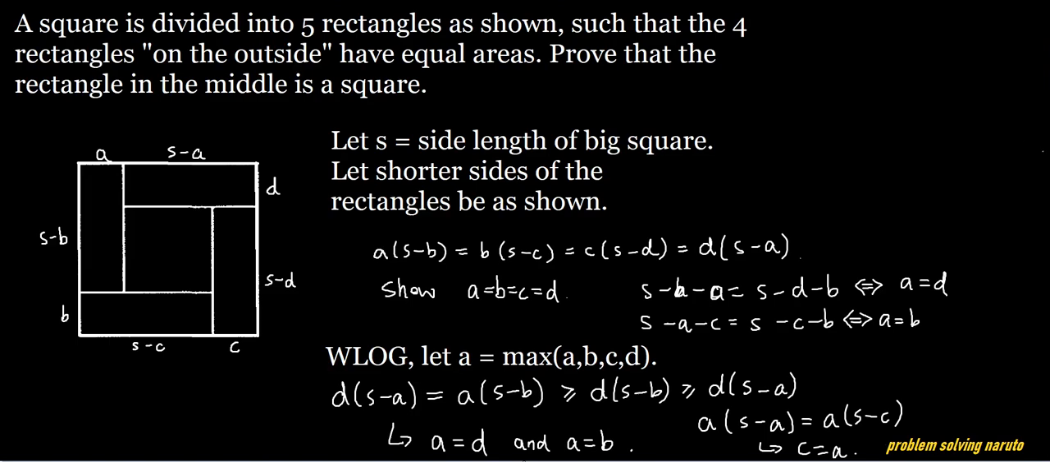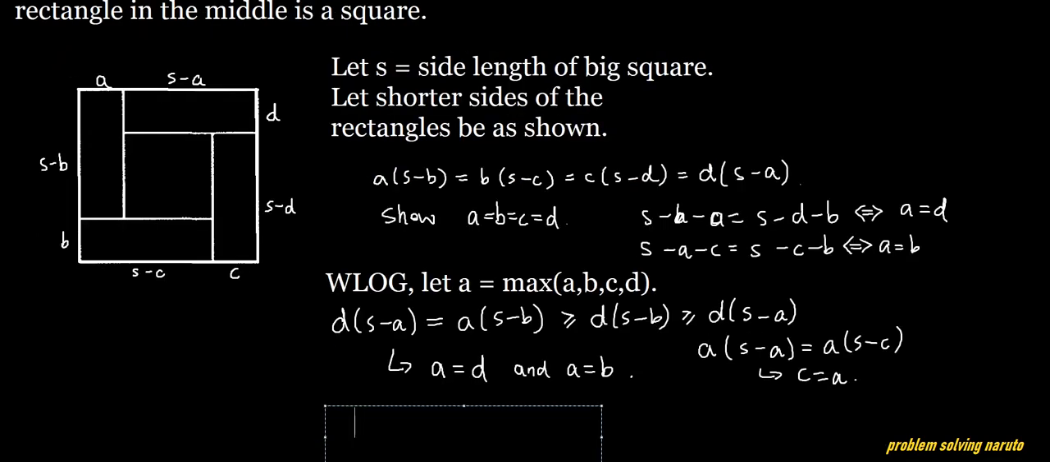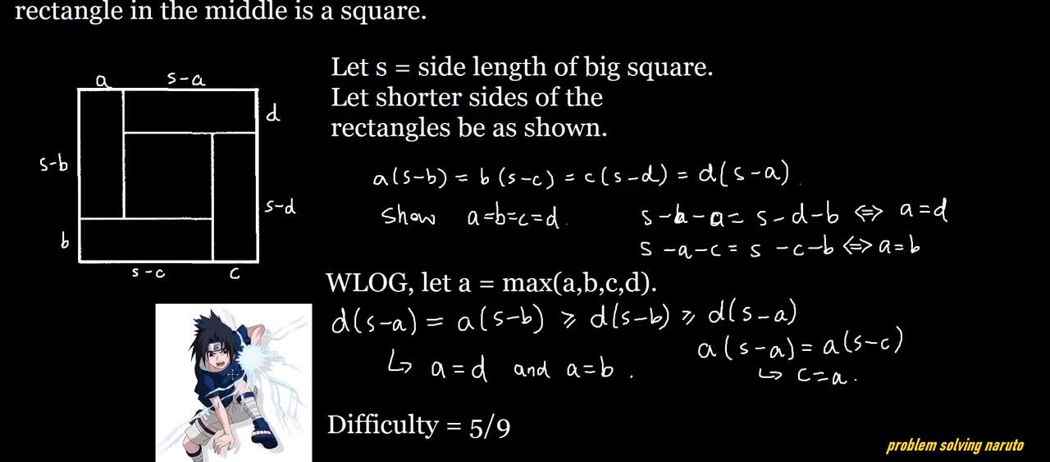Okay, let's finish this with a difficulty rating. About 5, so a typical Olympiad level. 4 to 5. Let's just say 5. And so the character would be Sasuke.